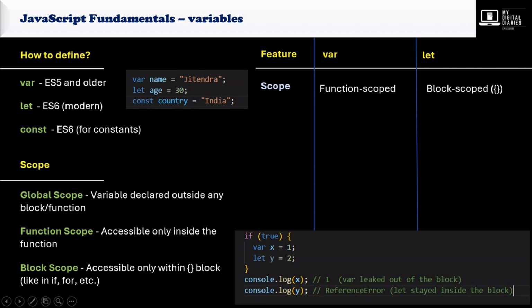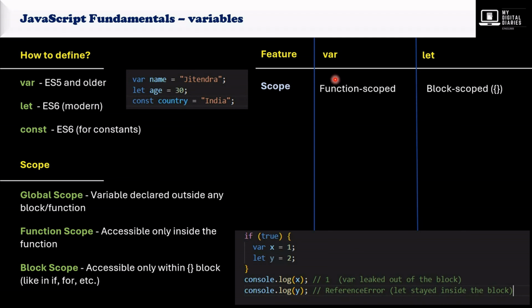So if you see here in the example, in this block statement, the if statement, we have var x is equal to 1, let y is equal to 2, and we are writing console.log x and console.log y. Now x is a var and y is a let. So console.log x will result in 1. Var leaks out of the block, whereas console.log y will give you a reference error, that is, let stays inside the block.